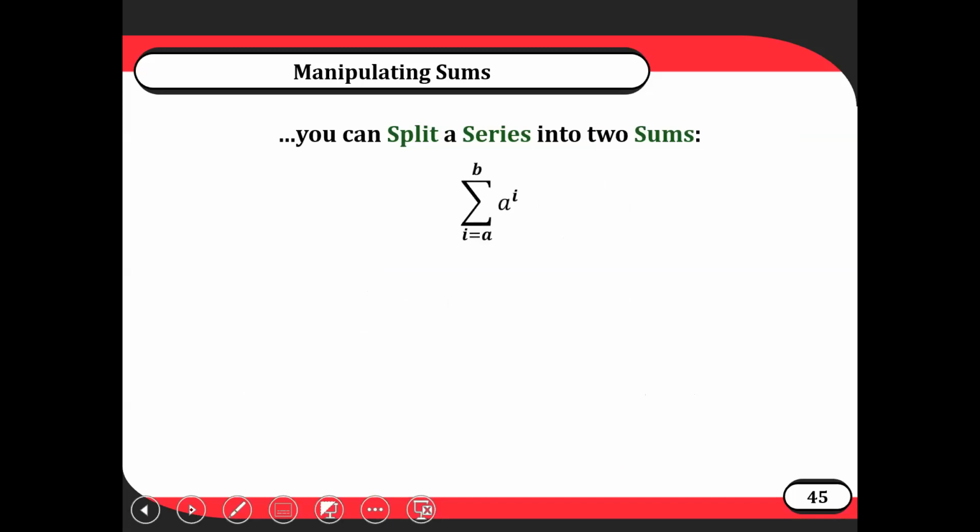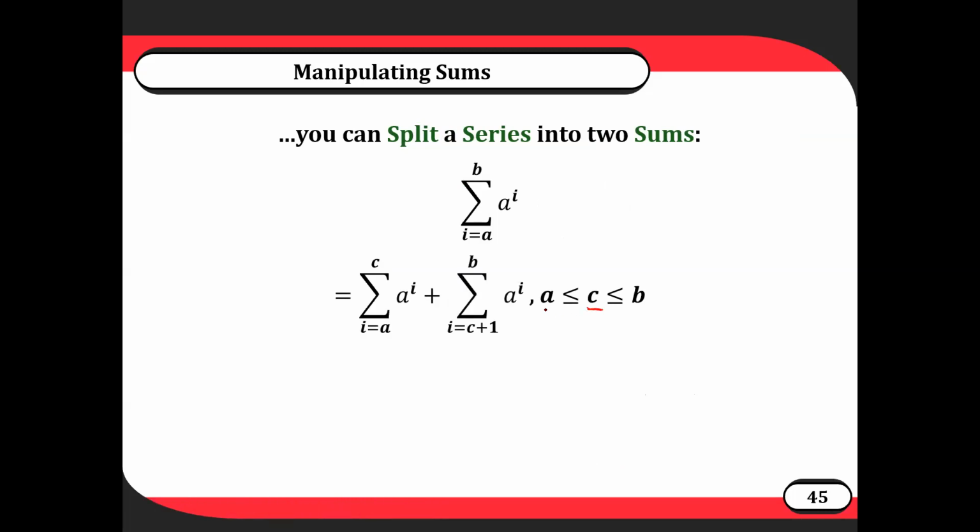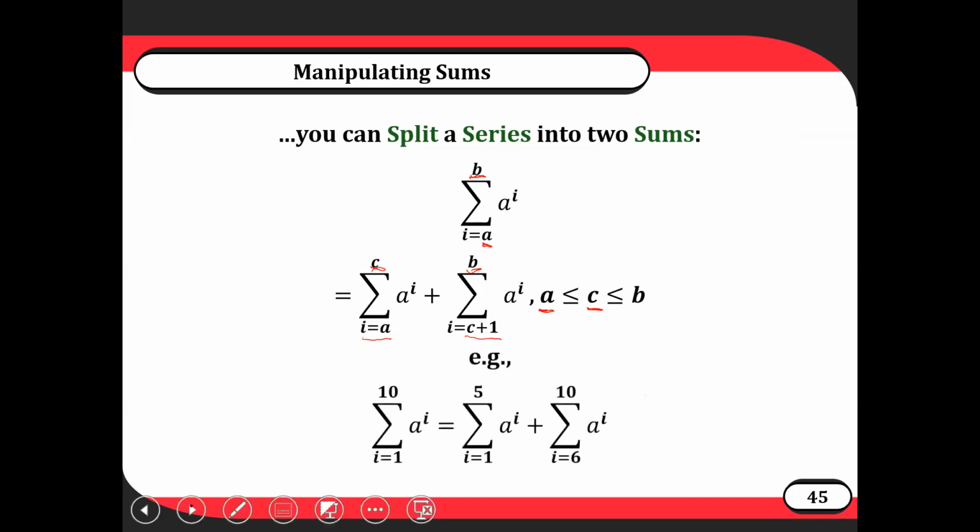We can split a series into two sums, since this is basically just addition. We can take some value c that's between the lower limit and the upper limit, and then we can split it into the sum from a to c, and then the sum from c plus 1 to b. And then those two things would be equal. So for instance, if the lower limit was 1 and the upper limit was 10, we can divide that into i equals 1 to 5 of our expression, plus i equals 6 to 10 of our expression. So it's fairly straightforward.